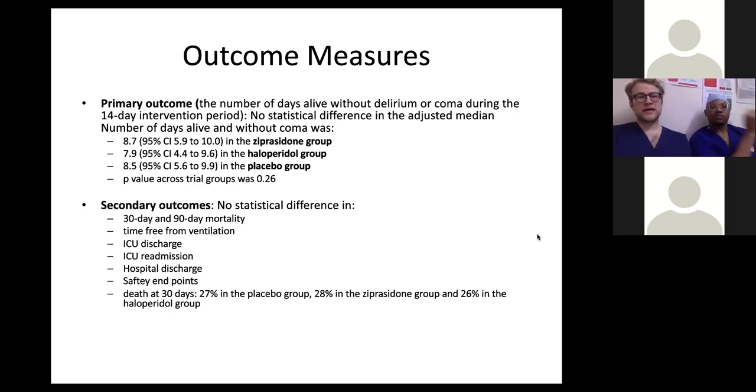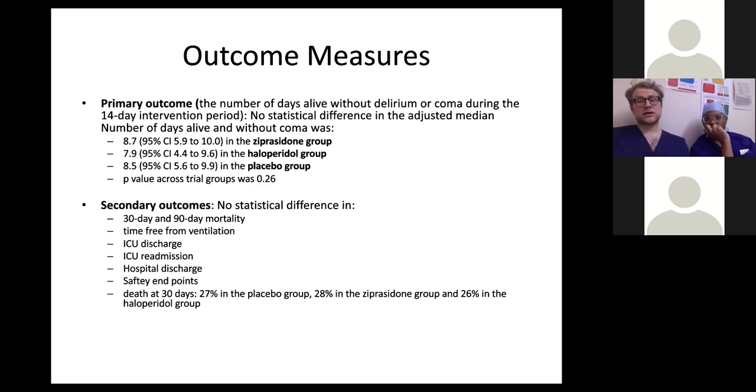So the primary outcome was the number of days alive without delirium or coma during the 14-day intervention period. Once they'd been randomized and started receiving haloperidol, 14 days thereafter, the study found there was no significant difference between the 3 arms. So ziprasidone, for us, we're comparing that loosely to olanzapine. Ziprasidone, haloperidol, and placebo all had around about 8 days of delirium. And the p-value was 0.26, so there was no significant difference.